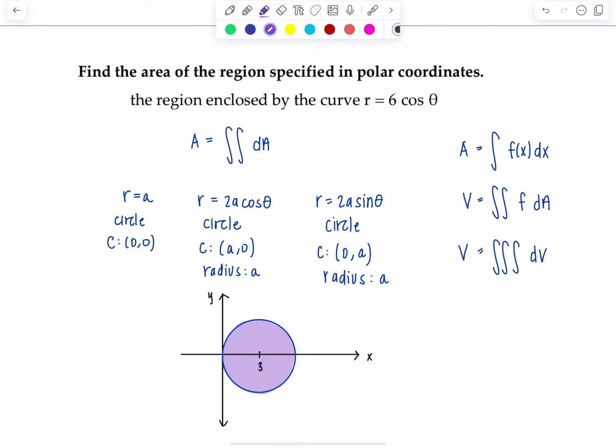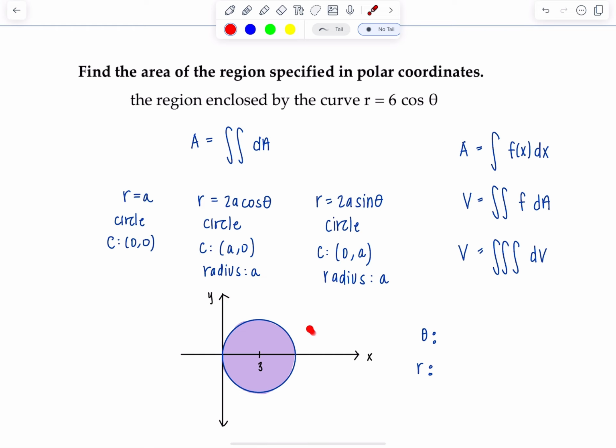Okay. So we're going to use a polar integral. What should the limits for theta be, and what should the limits for r be? Well, look at theta. Theta starts, where does the area start? It starts down here, and it swoops all the way up to here. So it's going to go from negative pi over 2 to pi over 2.